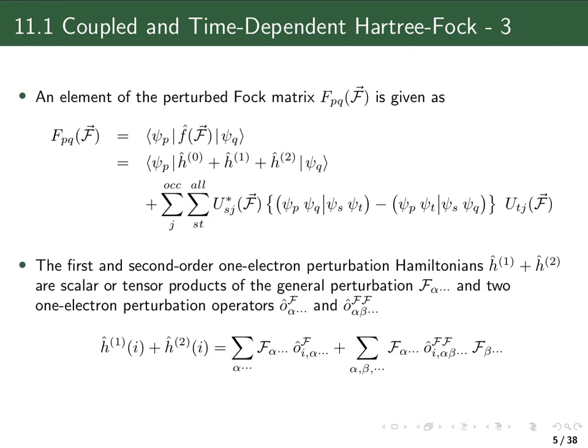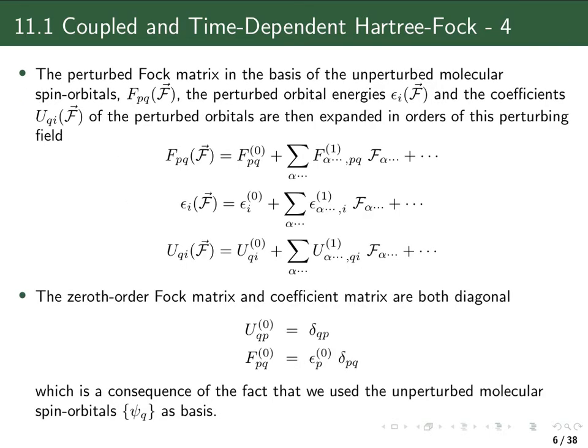Now comes perturbation theory, which means that the field-dependent Fock matrix, the field-dependent orbital energies, and these field-dependent expansion coefficients will all now be expanded in the perturbation series. As the first term, of course, we get the unperturbed Fock matrix, the unperturbed orbital energies, and the unperturbed expansion coefficients, and then we will get first order terms and second order terms and so forth. For the derivation right here, I only need the first order terms.